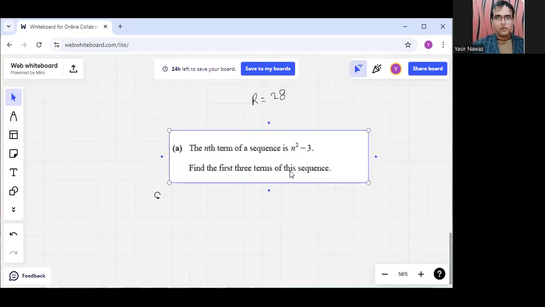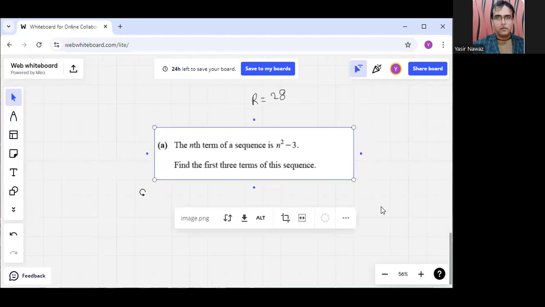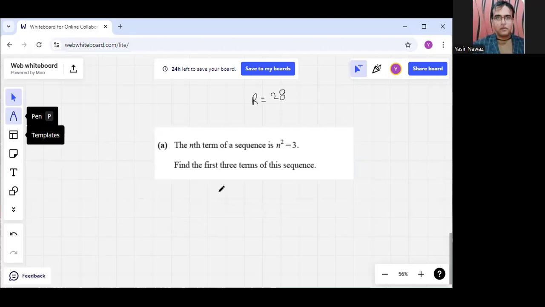Next it says the nth term of a sequence is n square minus 3. Find the first three terms of this sequence. So the n term is given. When the n term is given, there is no problem to find any term or the first few terms of the sequence. Because the n term is given, n square minus 3, you can find any term. Suppose you first find three terms.